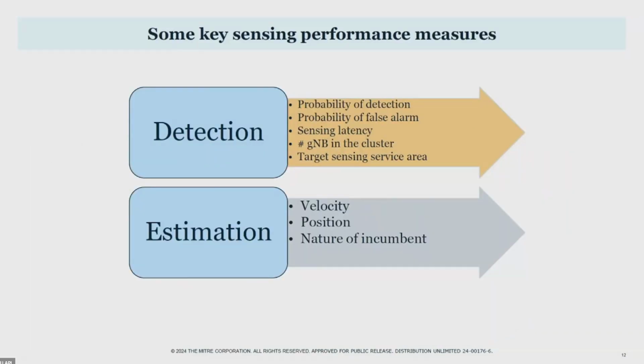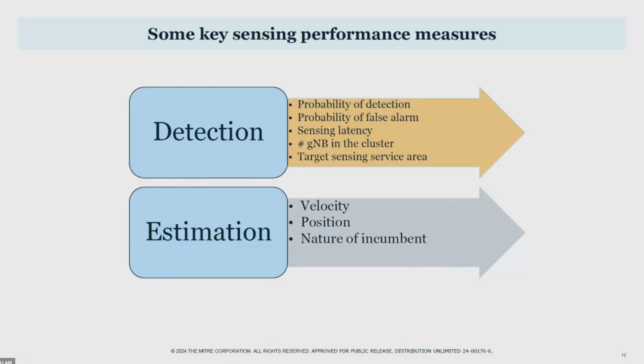Okay, so some of the key detection and estimation parameters. Detection, as I said: the probability of detection, probability of false alarm, sensing latency, right? So how long does it take for the gNodeB and the network itself to sense something once you detect an incumbent? The number of gNodeBs that are needed, because this is going to be a cluster of gNodeBs collaborating and sensing an incumbent, and the area that can be sensed. So all those things are going to be an important aspect when you do the performance evaluation of such a system.